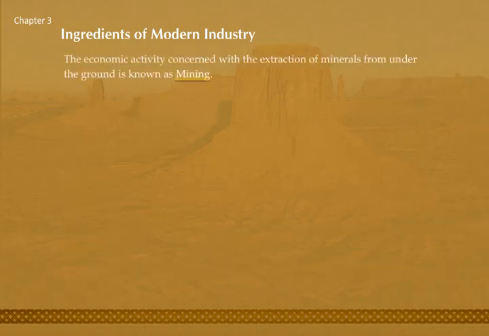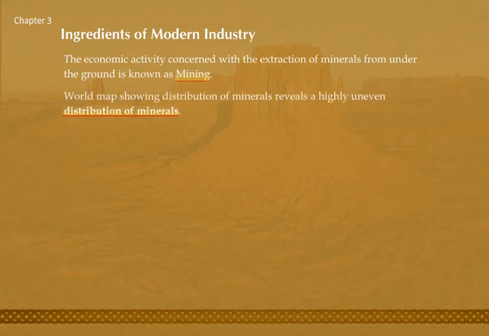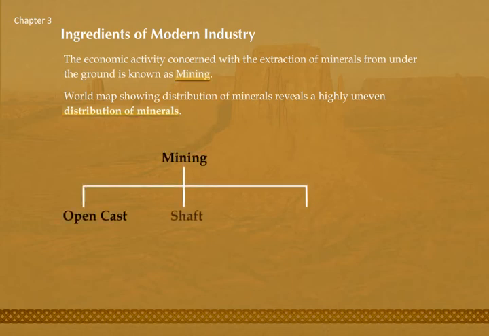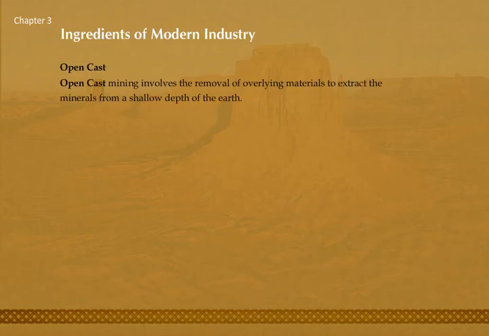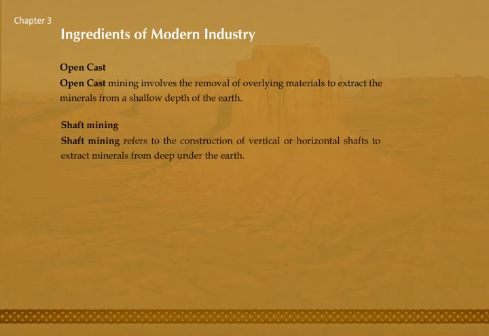The economic activity concerned with the extraction of minerals from under the ground is known as mining. World map showing distribution of minerals reveals a highly uneven distribution of minerals. Open cast mining involves the removal of overlying materials to extract the minerals from a shallow depth of the earth. Shaft mining refers to the construction of vertical or horizontal shafts to extract minerals from deep under the earth.